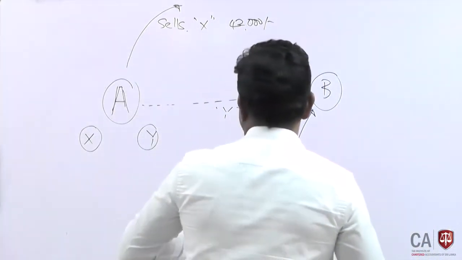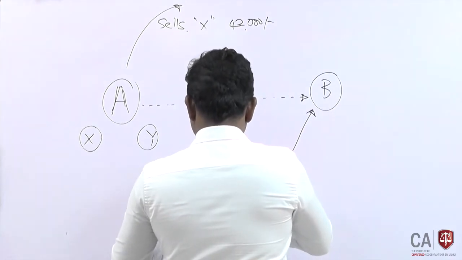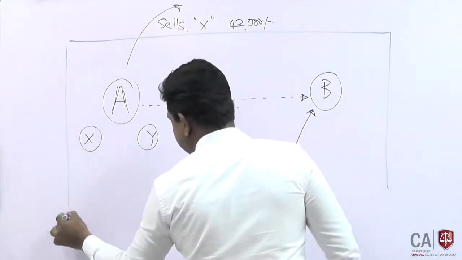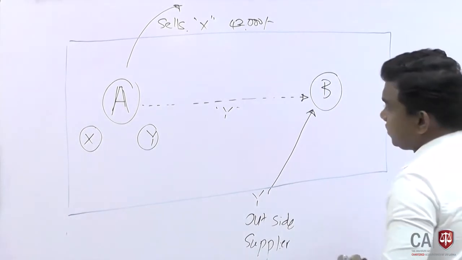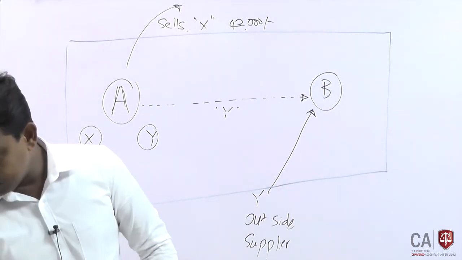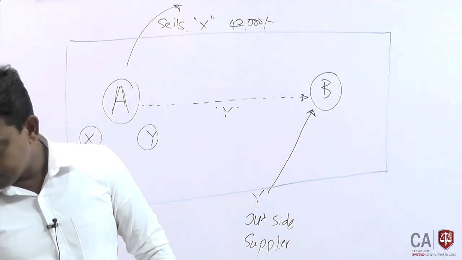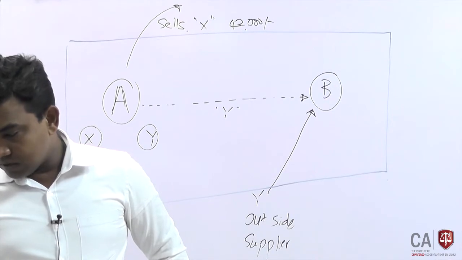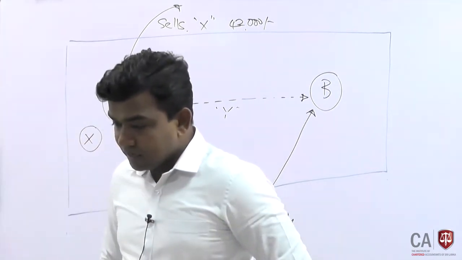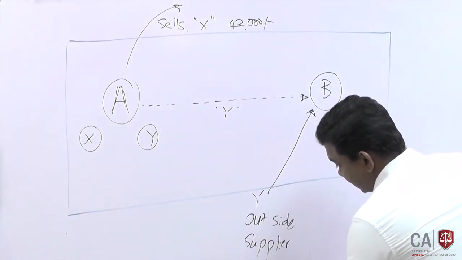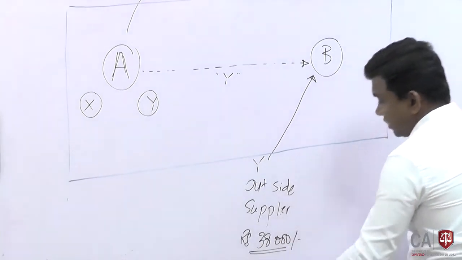When you analyze this question, it is better to have a boundary line for the entity. Now, this is the entire entity. Why is this important? Then you can easily understand the transfer pricing questions as well as other parts of the question. Moving into the question again, Baker currently has the opportunity to purchase product Y from an external supplier for 38,000 rupees per unit. Again, we can mention here they can buy the product at 38,000 rupees per unit from an outside supplier.